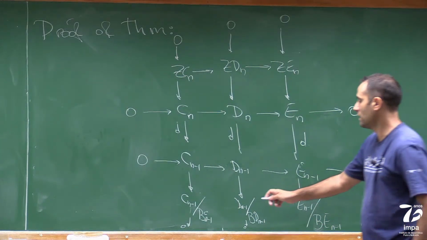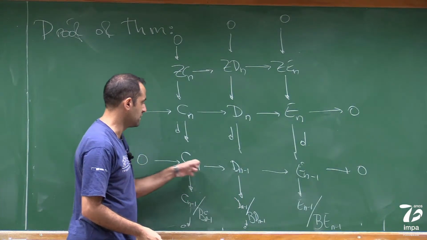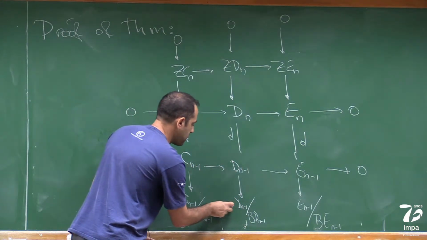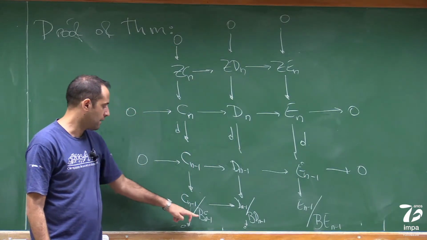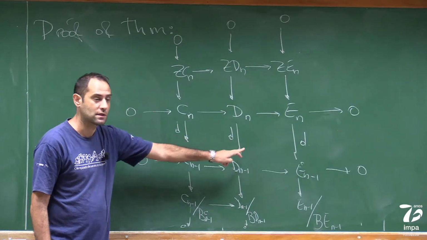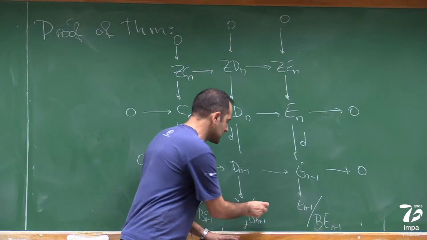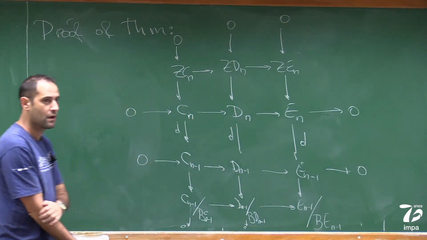Okay, and then again, the map that goes from C_{n-1} to D_{n-1}, which is this map here, sends boundaries to boundaries, because I was in the map of complexes. And the map that goes from D_{n-1} to E_{n-1} sends boundaries to boundaries, so I have this map here.